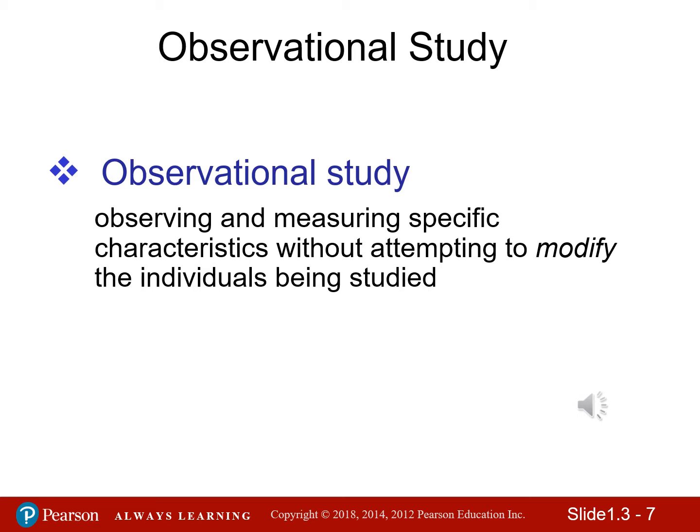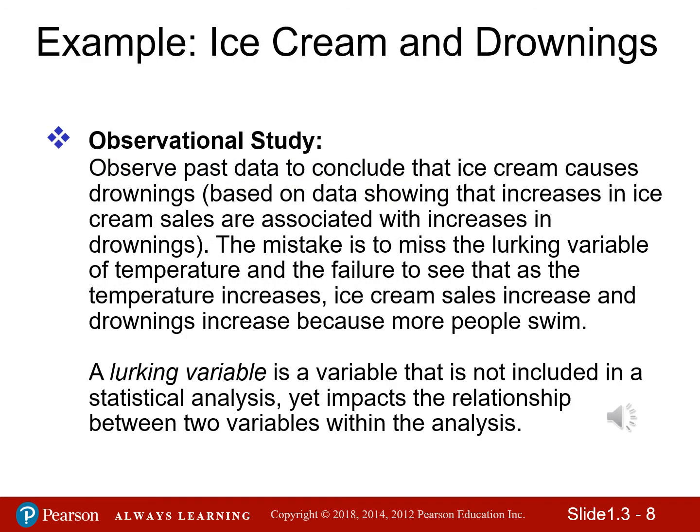In this example, there was no treatment of the tea. The subjects were simply asked whether or not they drank tea before going to bed. Let's consider another observational study, this one with a lurking variable.